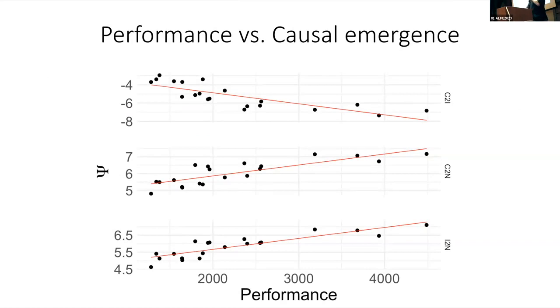And if we look at performance, the correlation between performance and causal emergence, it's much clearer that we have a very good correlation. However, this one is totally different from the other one. For the neuron level, the causal emergence increases when your collective performance increases. But if you select the measure from the behavior level, it actually decreases.